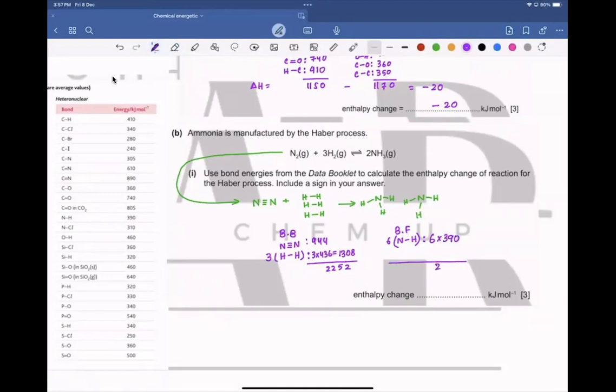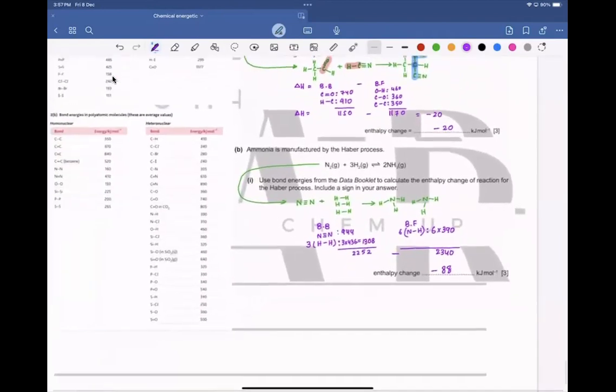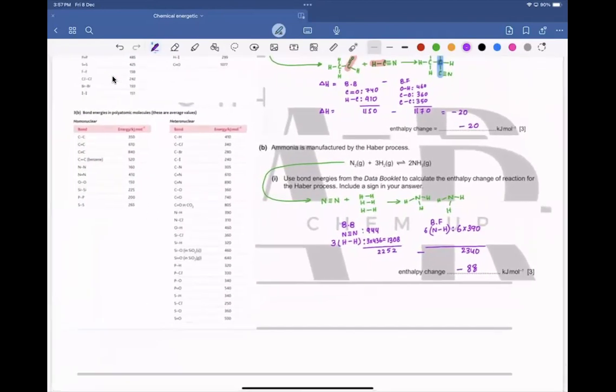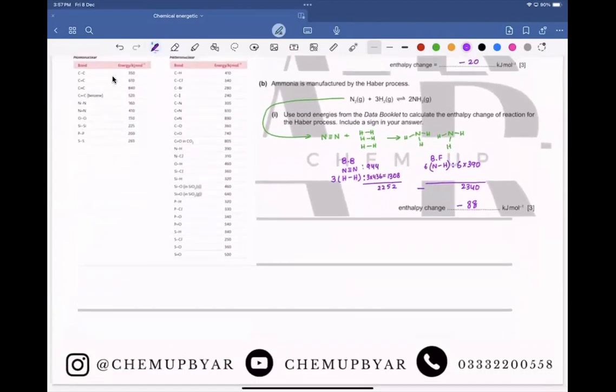So 6 times 390. Can anyone tell me the value? 2340. So the energy for bond breaking is 2252 and the energy for bond forming is 2340. So you have to subtract these. Can anyone tell me the answer, please? Minus 88. Is this clear? Yes, sir. Okay. Yes, Ashal and Ahmed, is this clear? Yes, sir.